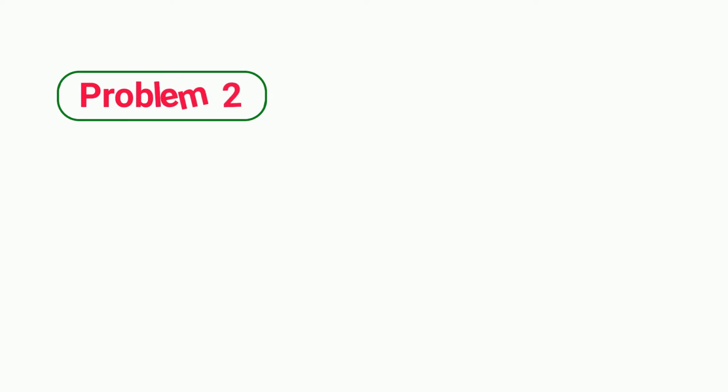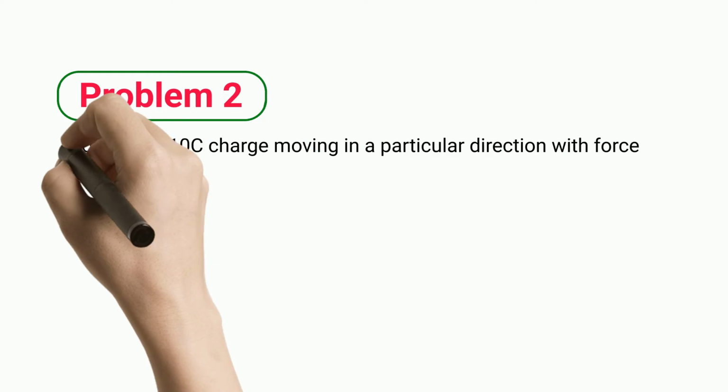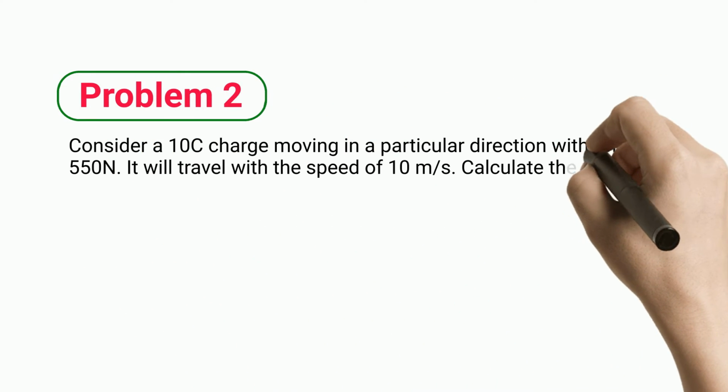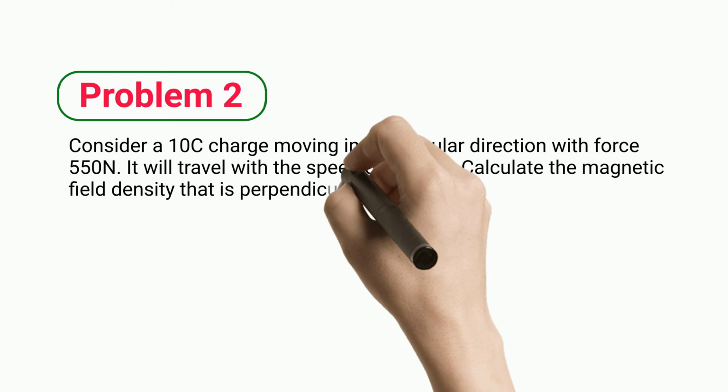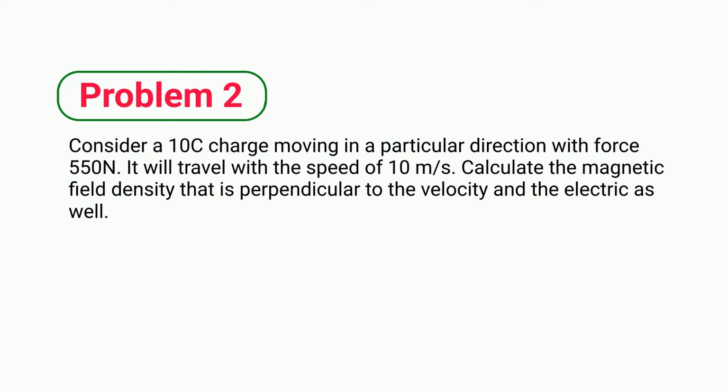Problem 2. Consider a 10 C charge moving in a particular direction with force 550 N. It will travel with a speed of 10 meters per second. Calculate the magnetic field density that is perpendicular to the velocity and the electric field as well.